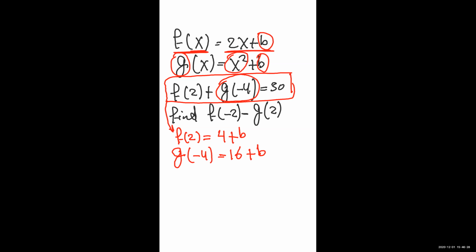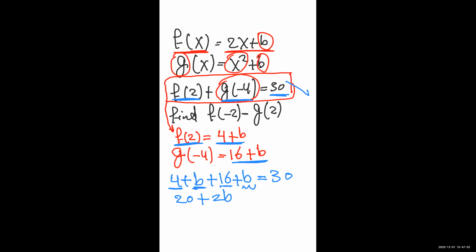Okay. So it's given in the question that f of 2 plus g of negative 4 equals 30. So where is f of 2? This one, 4 plus b. So this means 4 plus b, which is f of 2, plus g of negative 4, which is 16 plus b. So now it will equal 30. So 4 plus 16 means 20, plus b means 2b, equals 30.